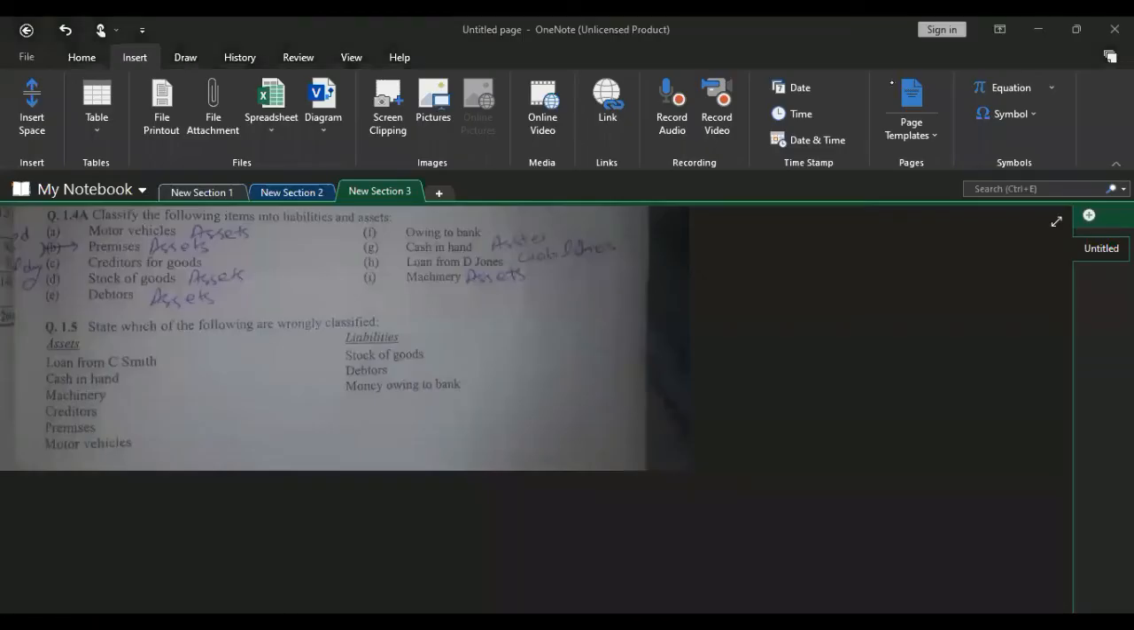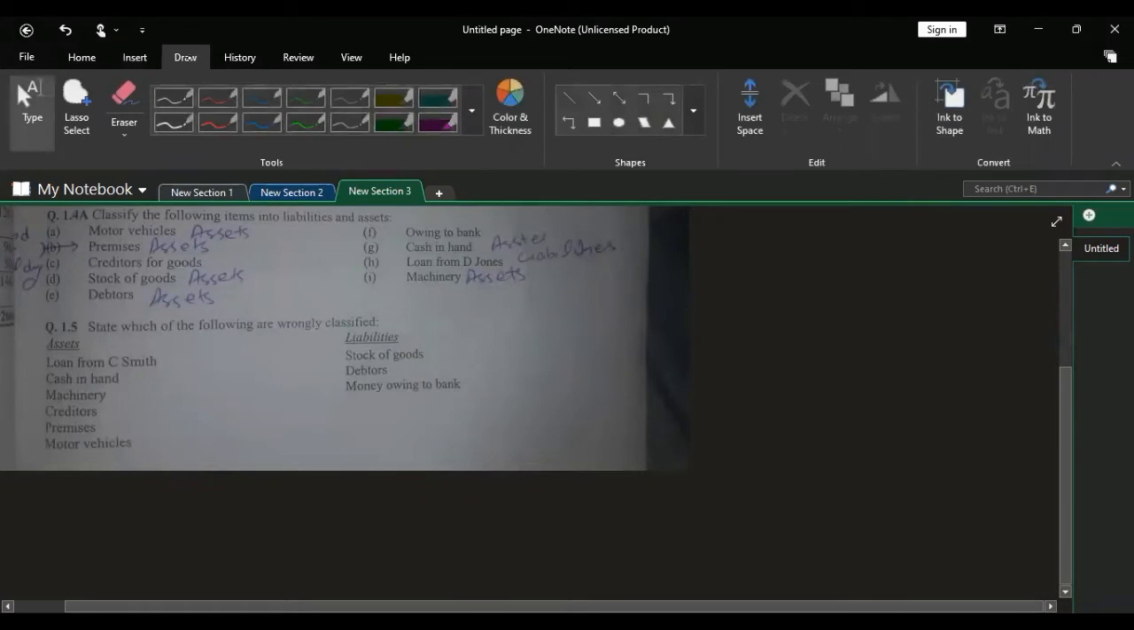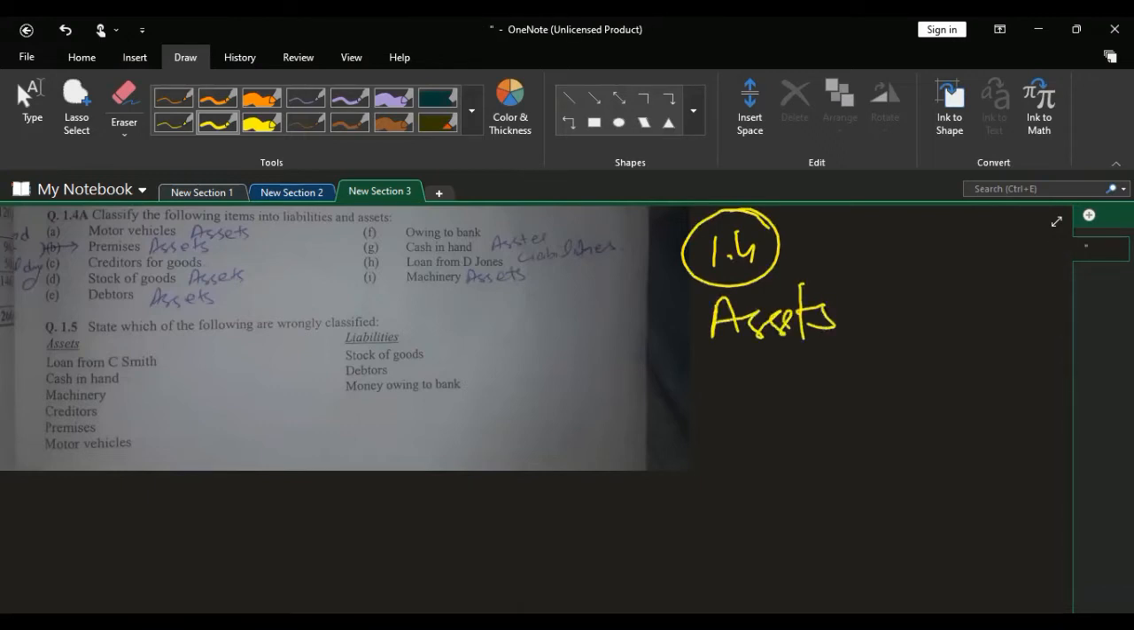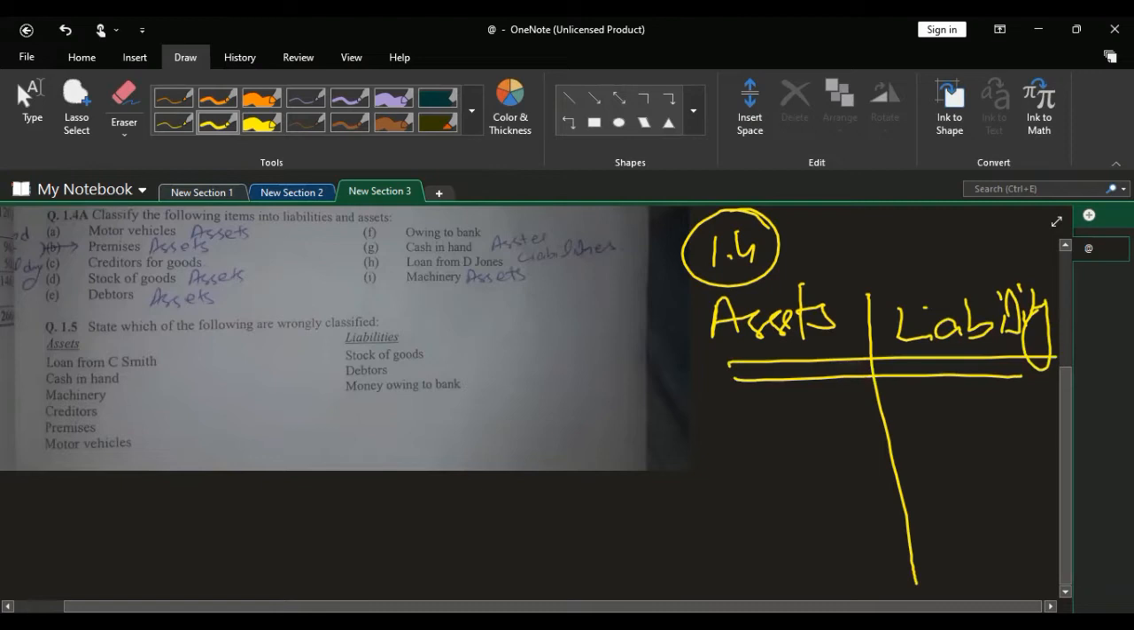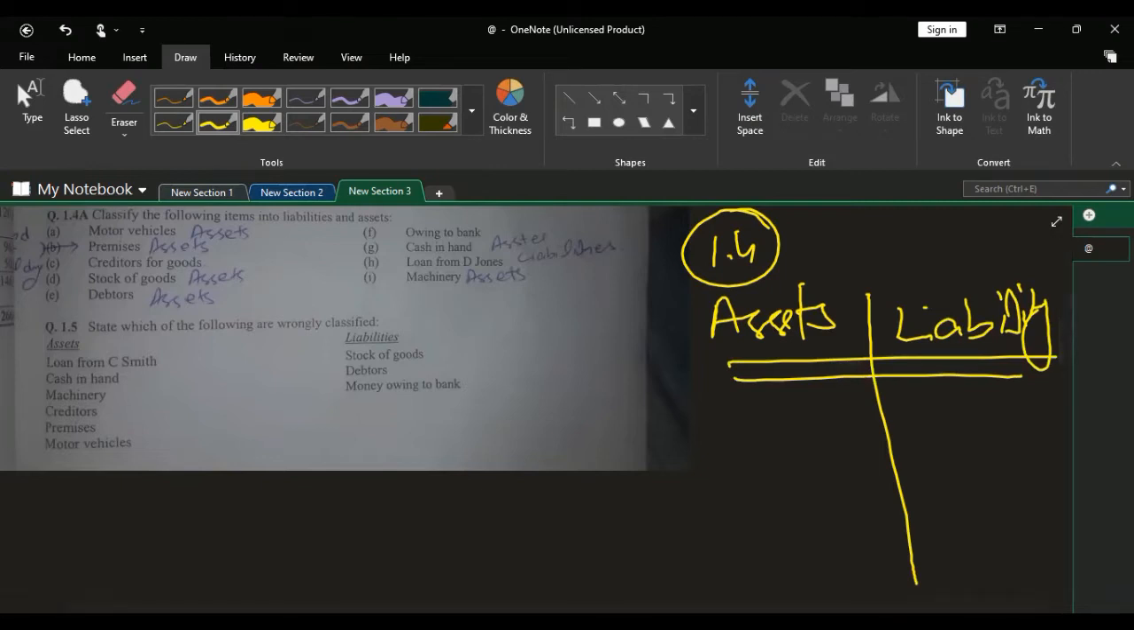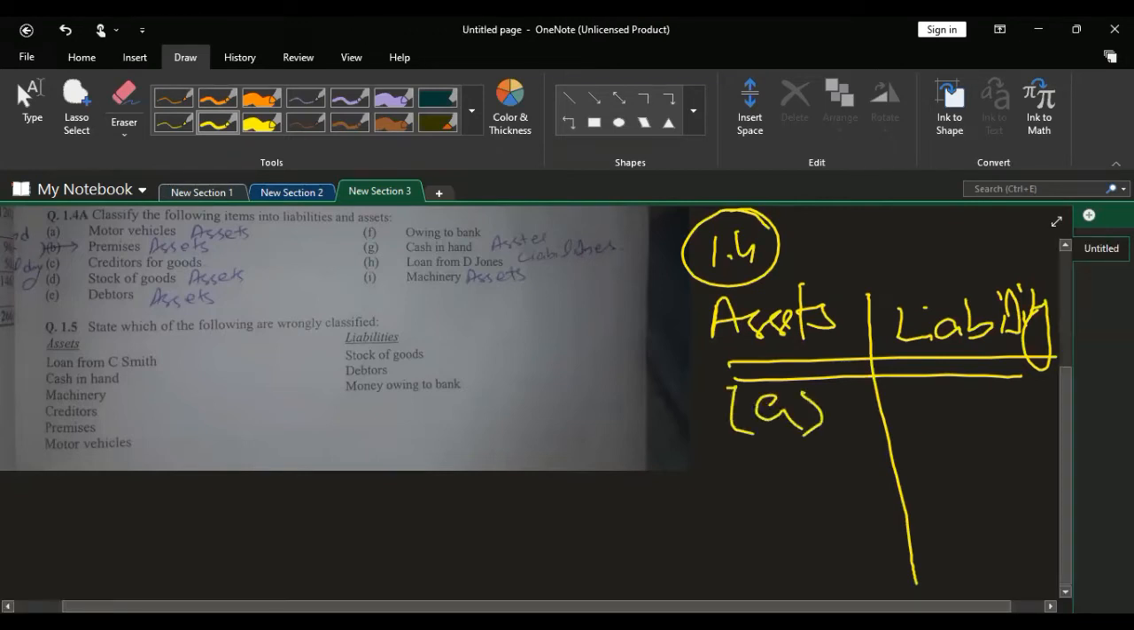In this example 1.4, we are going to separate our assets from liabilities. So let's start. Motor vehicles. Motor vehicles are the assets of the business because they will provide business benefit by moving our staff from one place to another or our goods from our warehouse to the marketplaces. So motor vehicles are our assets.